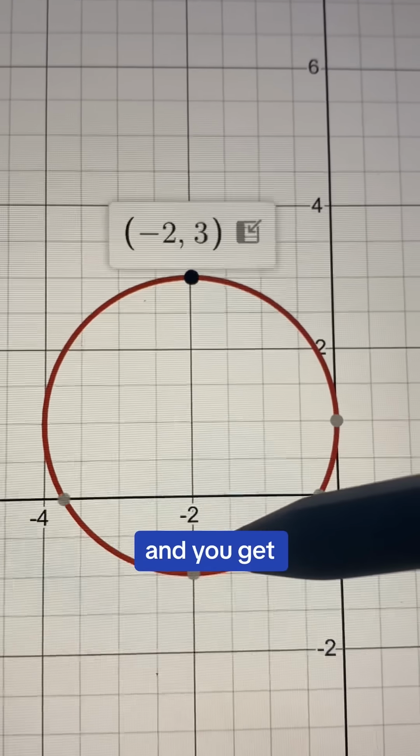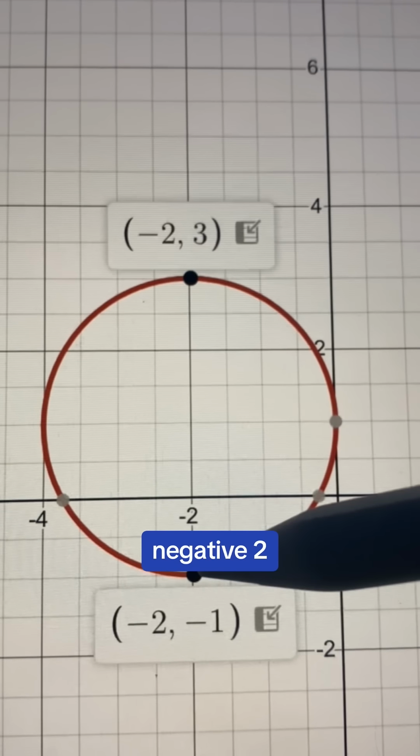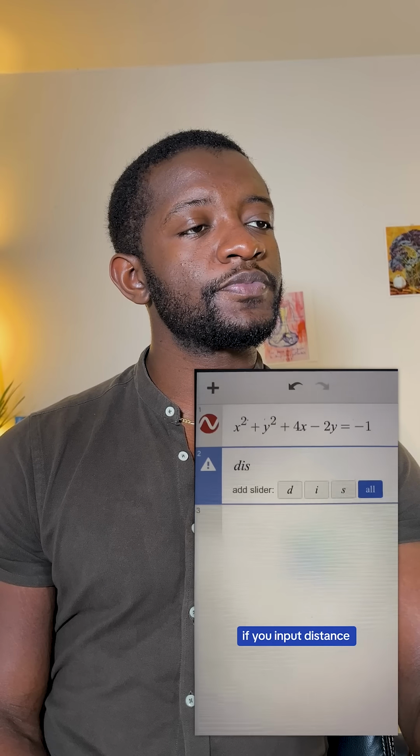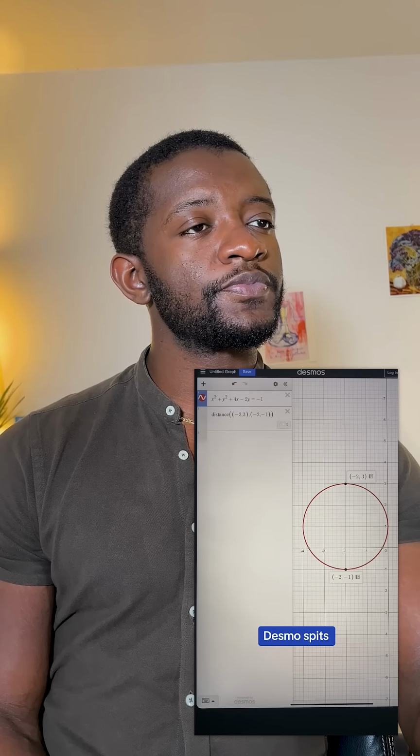Touch the north and south pole and you get 2 points. -2, 3, and -2, -1. But what do we do with that? Count how many units they are away from each other? If you input distance and then the 2 points, Desmos spits out 4.